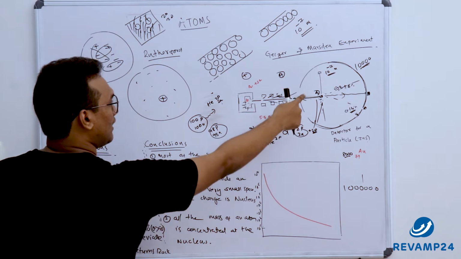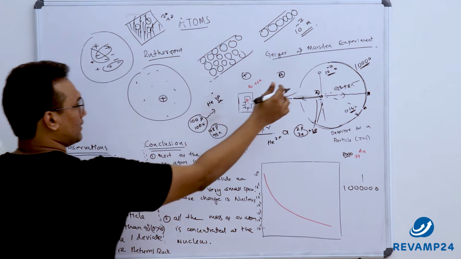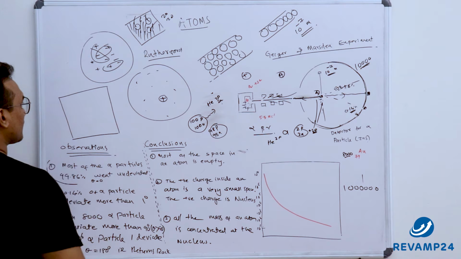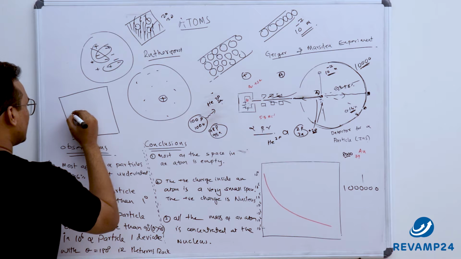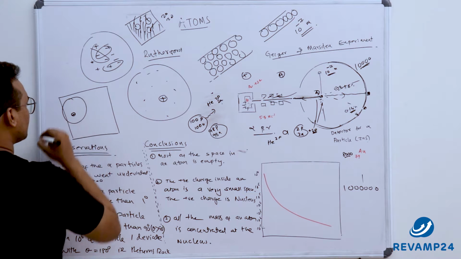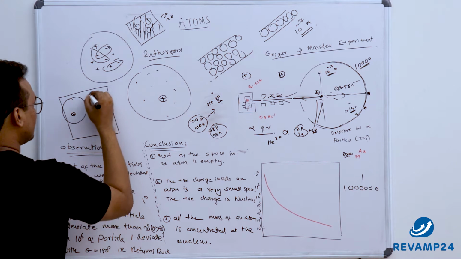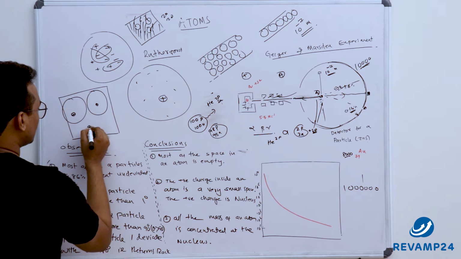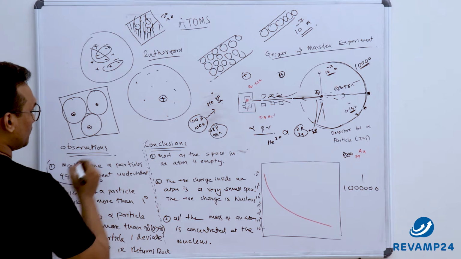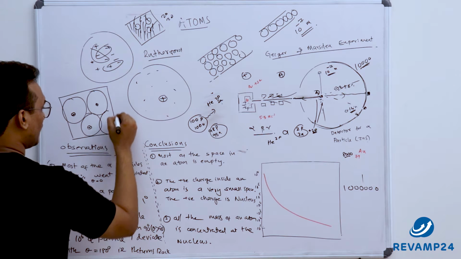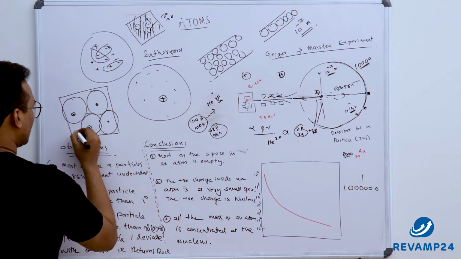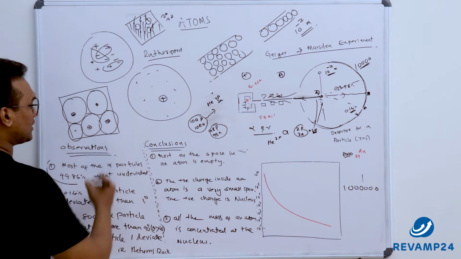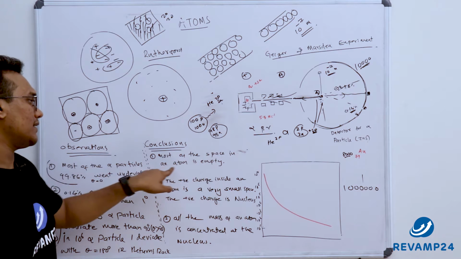Correct. Let's say I will draw the gold sheet here. If the gold sheet is in this way, let's say we have a nucleus here, positive charge, and this is the atom, and another nucleus here, and this is an atom, the whole atomic size, and I have another positive charge here, whole atomic structure, another positive, whole atomic size, another one, whole atomic size. Now what is the first conclusion? Most of the space in an atom is empty.